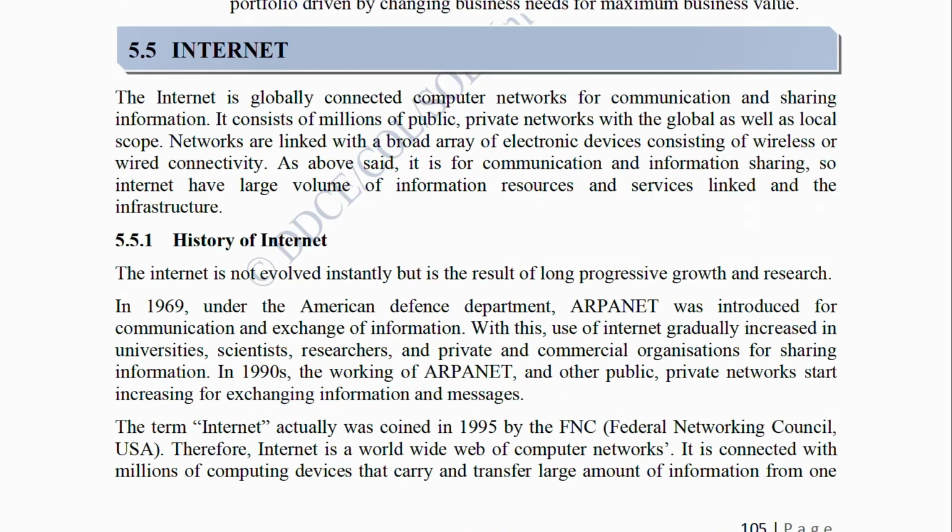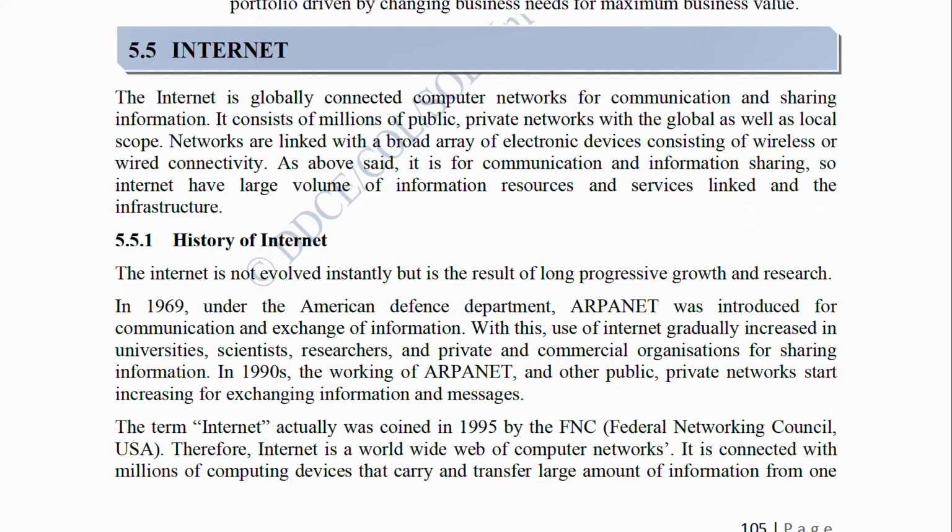5.5 Internet. The Internet is globally connected computer networks for communication and sharing information. It consists of millions of public and private networks with a global as well as local scope. Networks are linked with a broad array of electronic devices with wireless or wired connectivity. As said above, it is for communication and information sharing. So the Internet has a large volume of information resources and services linked, and the infrastructure.